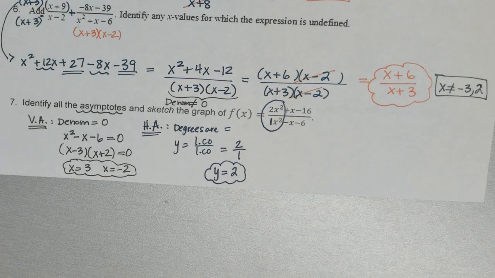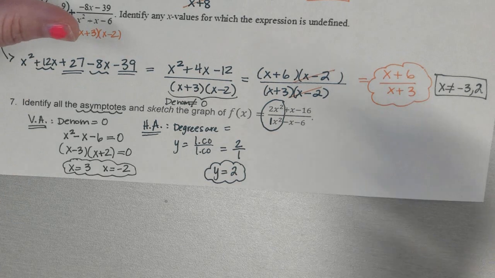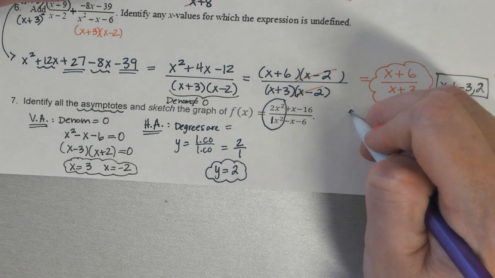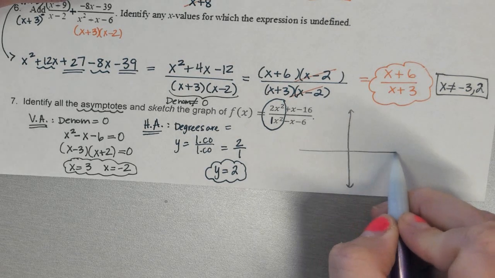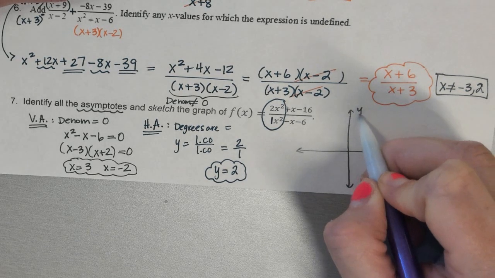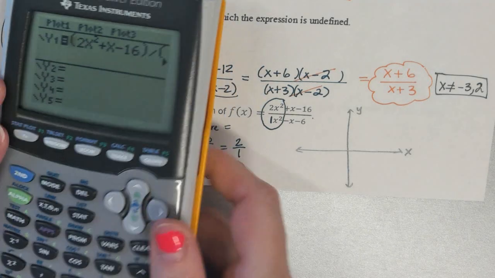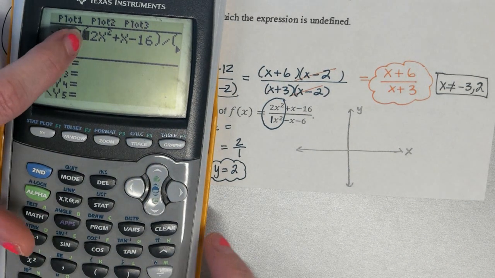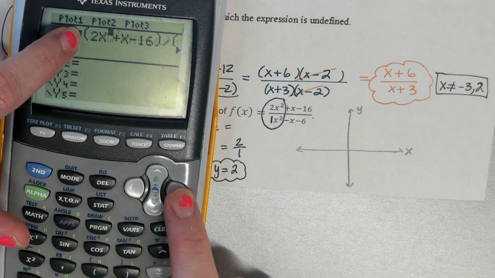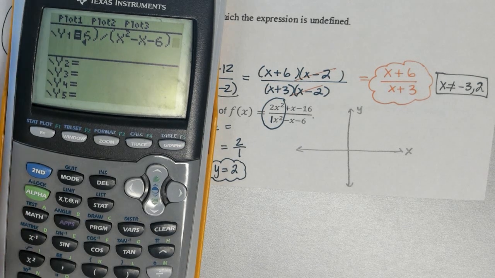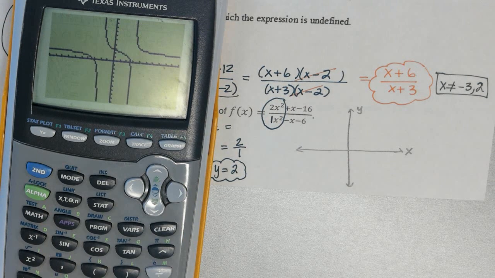Okay, now it says we're going to draw a sketch of the graph, and really that is all we're doing, is we're going to draw a sketch. You will have your calculator for the exam, so you can plug this in, but the mistake that people make when plugging it in is they forget to put parentheses around the numerator and the denominator. So you have to put this in parentheses. The 2x squared plus x minus 16 in parentheses divided by, and then the denominator goes in parentheses. X squared minus x minus 6. Okay, then you can graph.